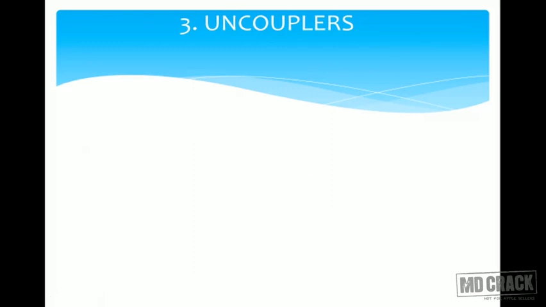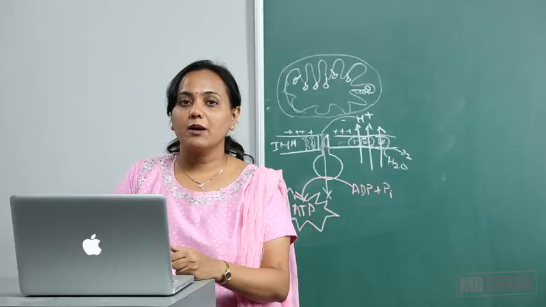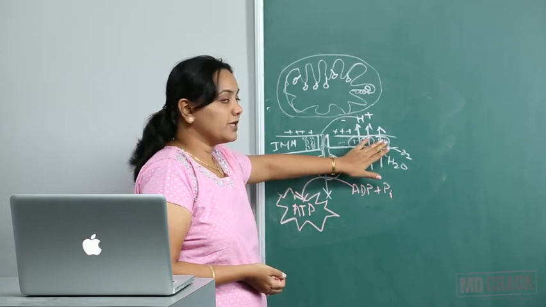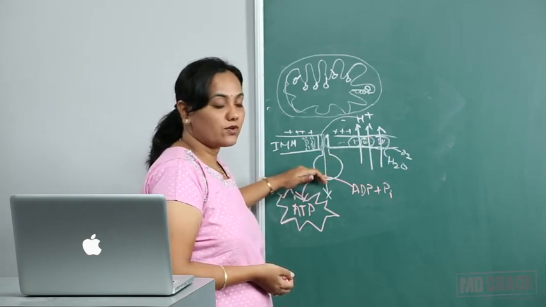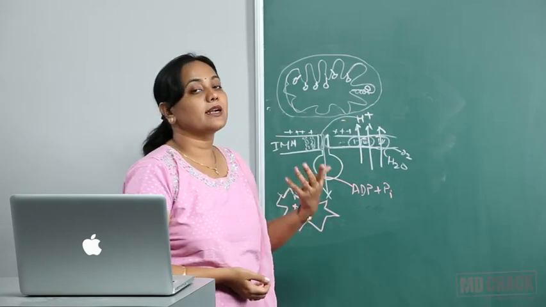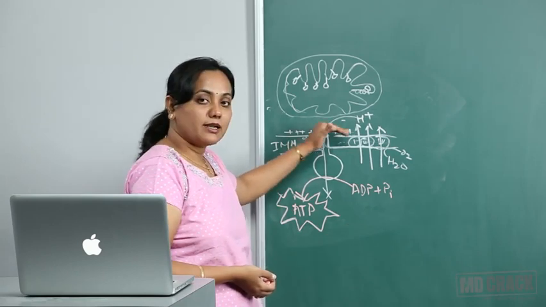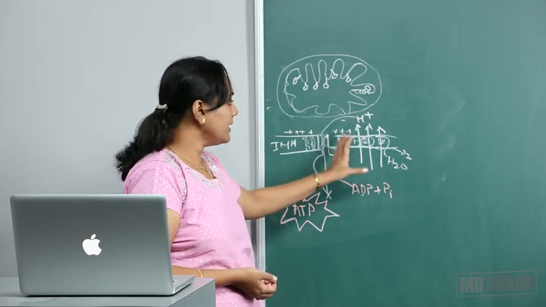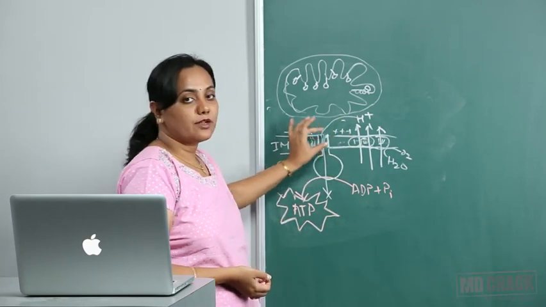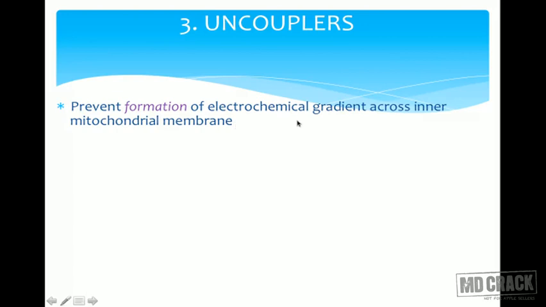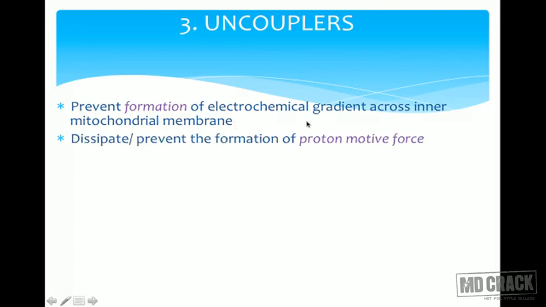Now I come to an important thing known as uncouplers. Uncoupler: where coupling has happened, only then you can uncouple. So coupling has happened between the electron transport chain and the oxidative phosphorylation. So anything which can dissipate this proton motive force can act as an uncoupler. What can decrease the proton motive force? Anything which can allow the protons to come back into the matrix, or anything which can change the potential difference across the membrane. We call these uncouplers. They prevent the formation of the electrochemical gradient. They dissipate or prevent the formation of the proton motive force.